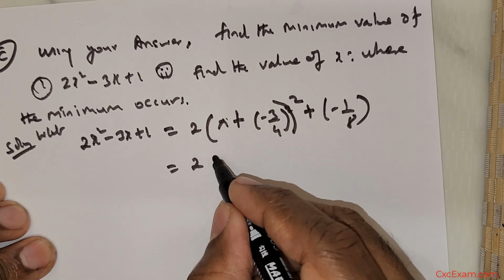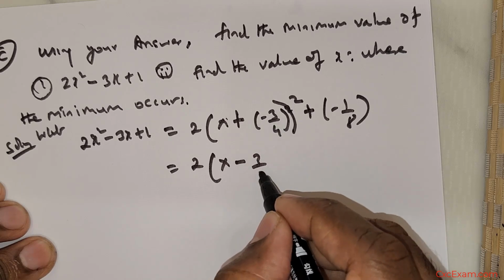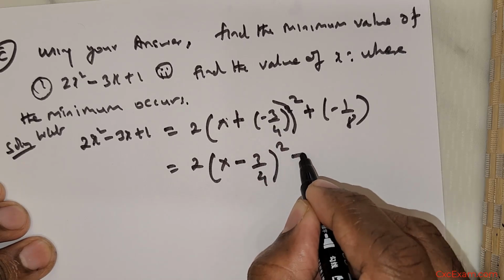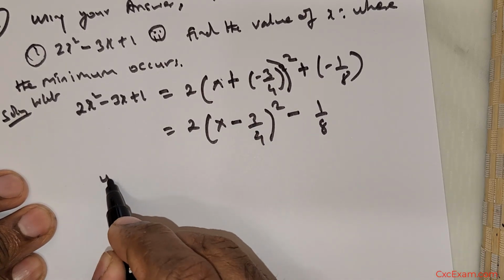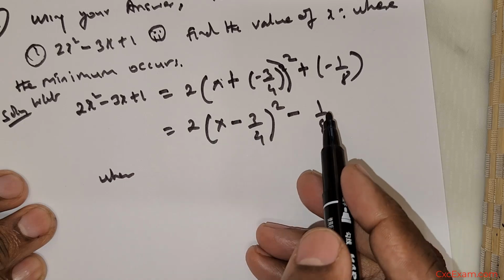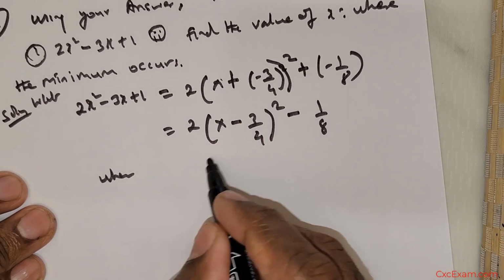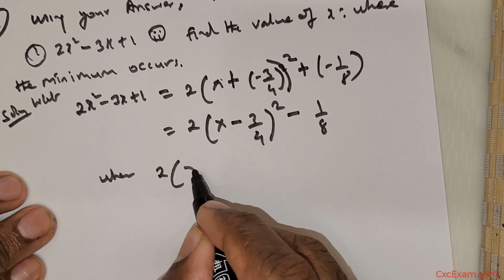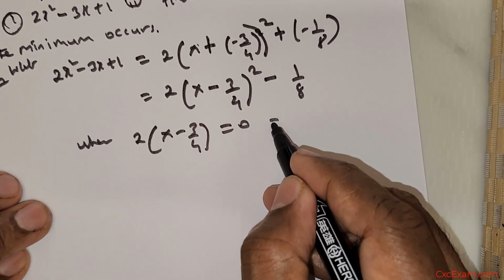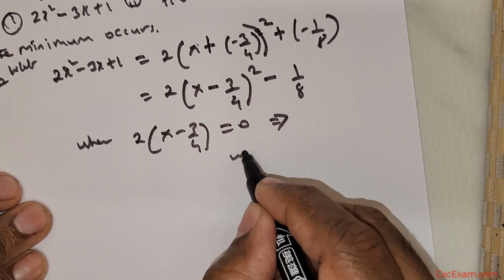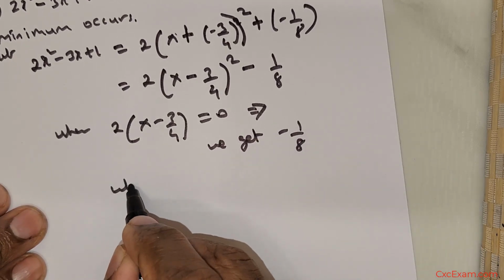So let me rewrite this in this fashion: 2 times of x negative 3 over 4 the whole squared negative 1 over 8. Now when this becomes 0, you arrive at the minimum value negative 1 over 8. So I'm going to rewrite that. So when x negative 3 over 4 becomes equal to 0, this means we get negative 1 over 8, which is the minimum value.